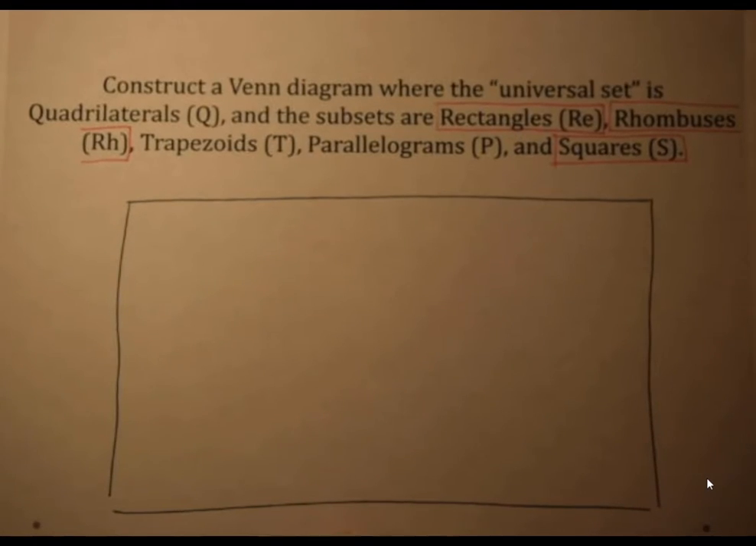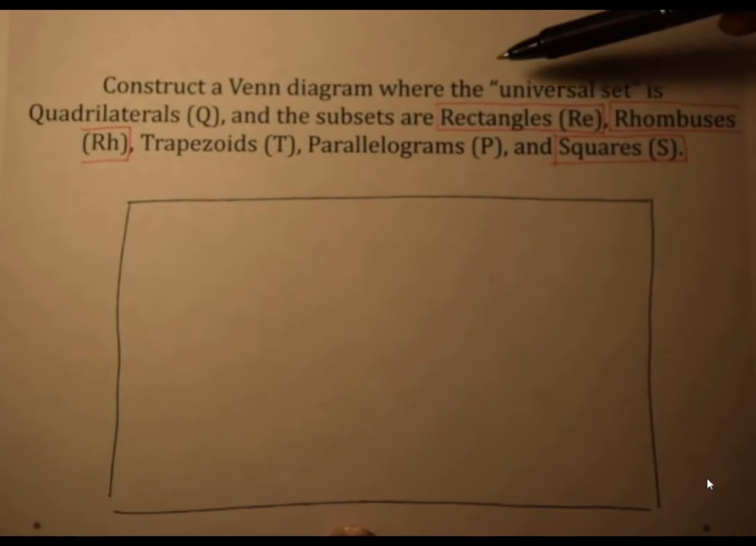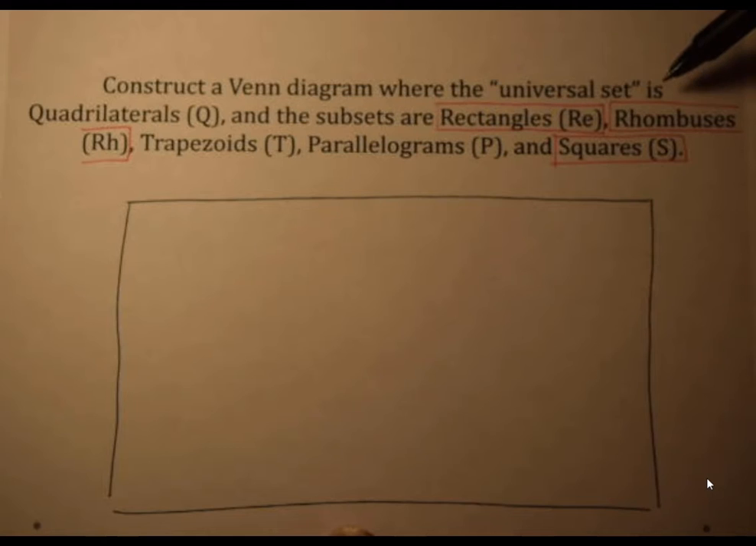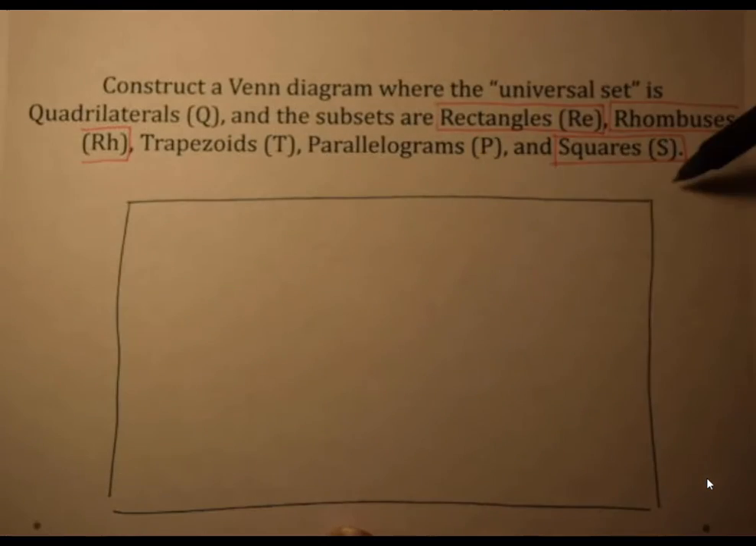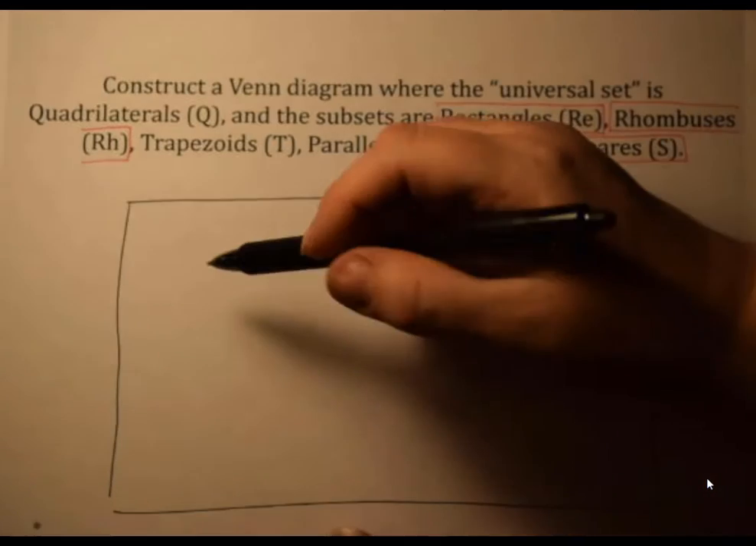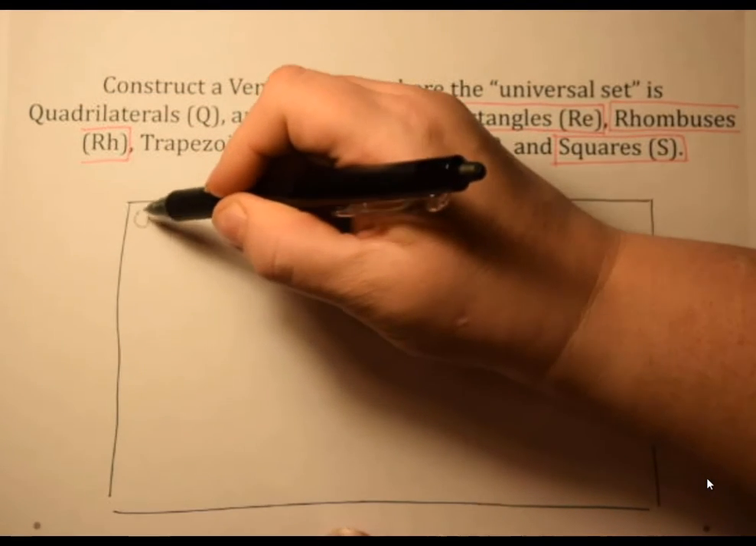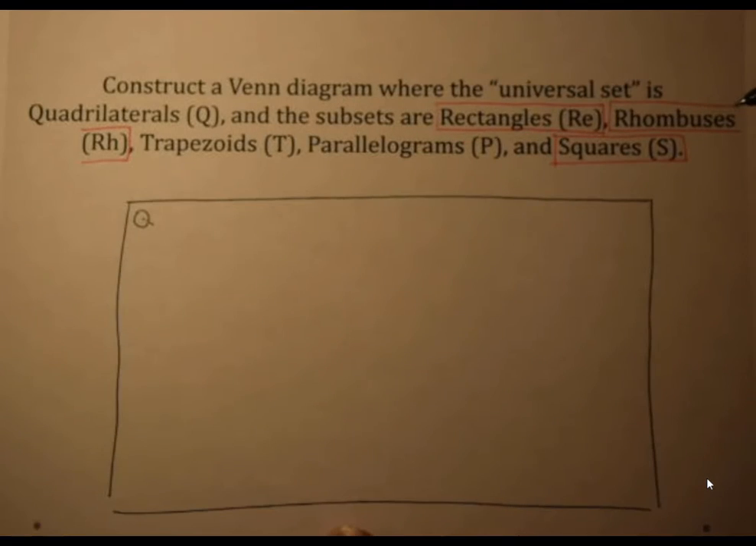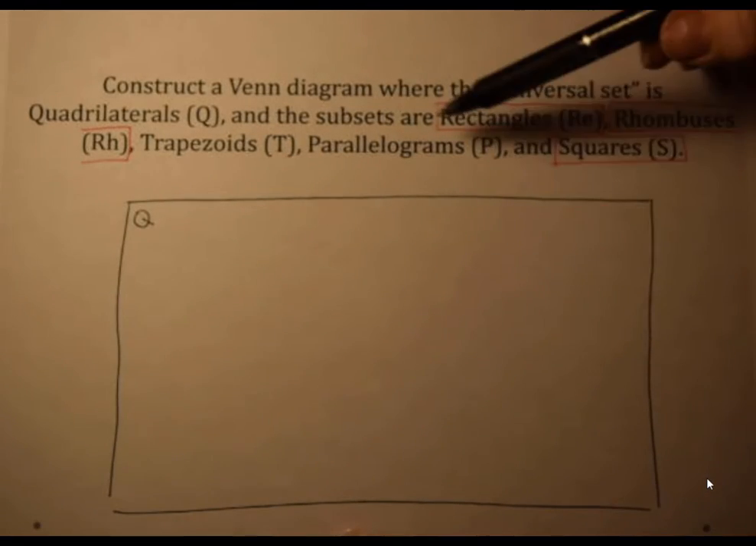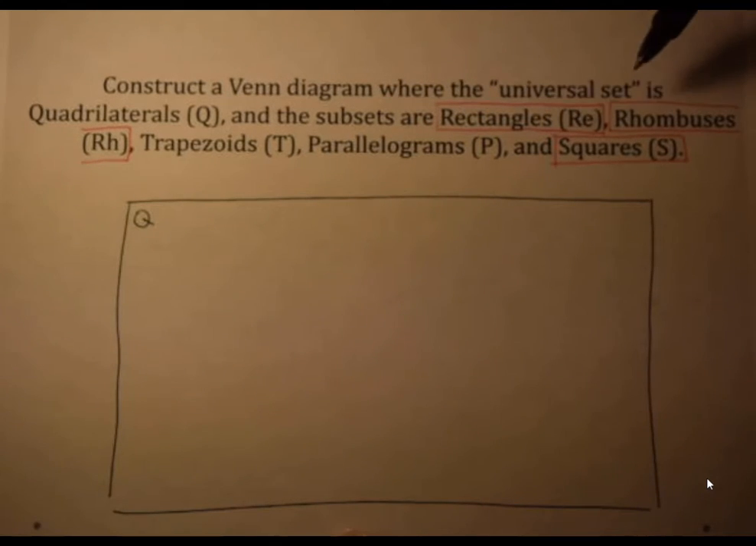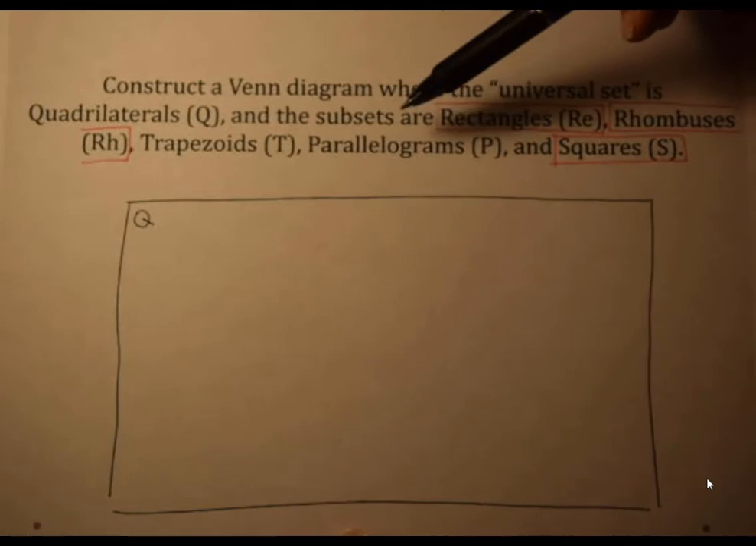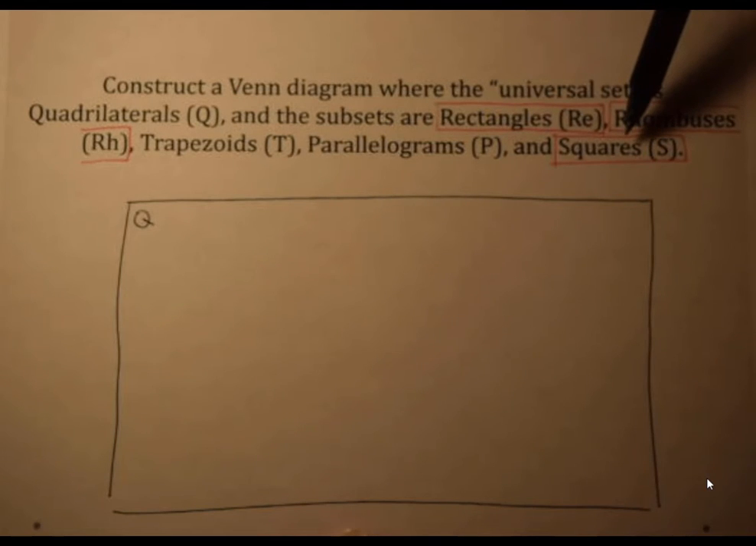Okay, let's do one more thing. Let's construct a Venn diagram where the universal set is the quadrilaterals. Remember we did a Venn diagram where the universal set was triangles? So now we're going to do the same thing but with quadrilaterals. I like to think of it as a table, and we're going to put all the quadrilaterals that were ever thought of on this table. Inside, we're going to have subsets that are rectangles, rhombuses, trapezoids, parallelograms, and squares.